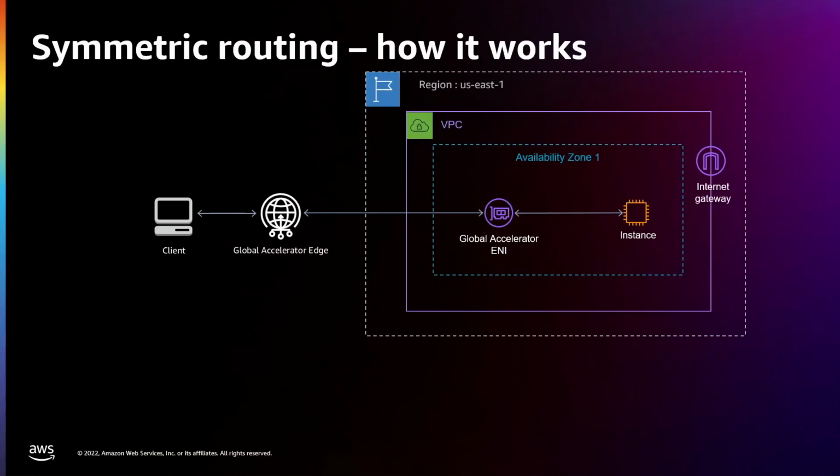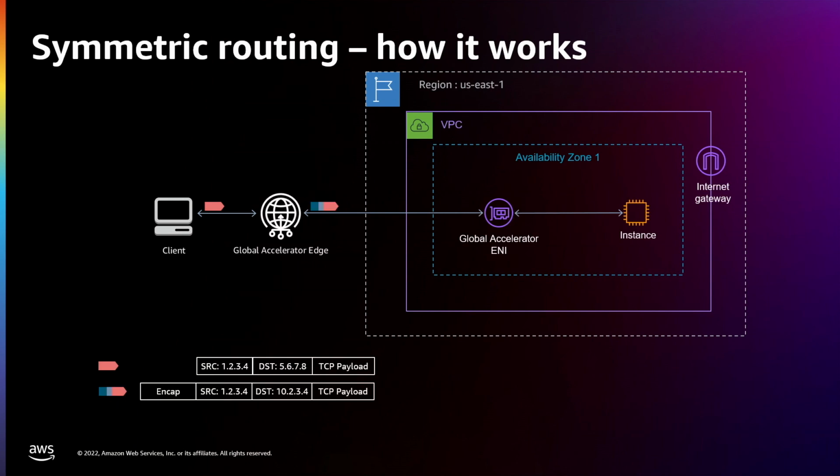In this slide, we have a typical setup for Global Accelerator. Client 1.2.3.4 connects to the global IP 5.6.7.8. When the traffic is received by the Global Accelerator edge, it selects an endpoint 10.2.3.4, changes the destination IP address, puts an encapsulation header, and sends the traffic towards the VPC.